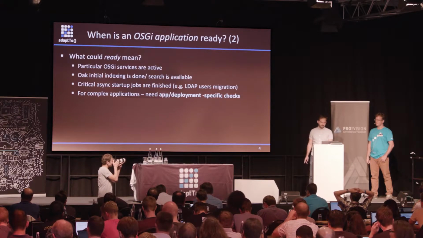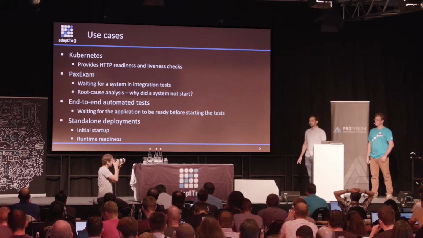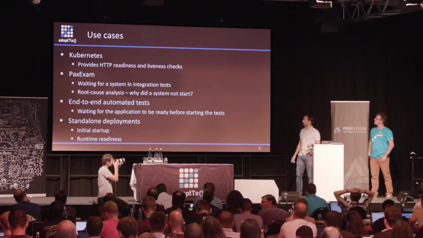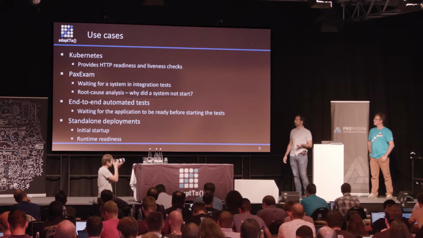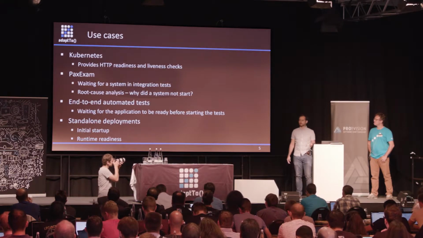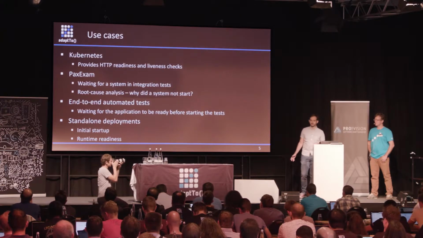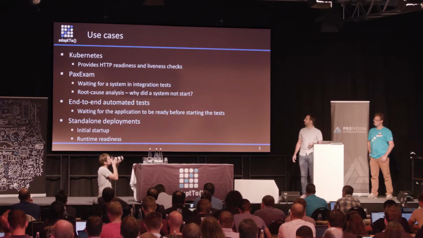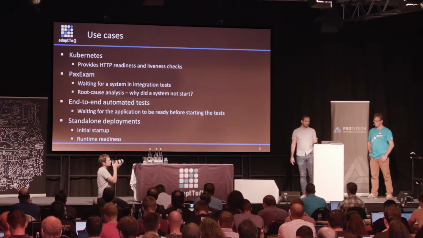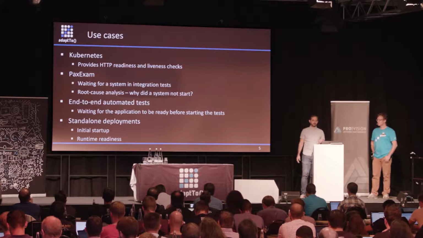So that's the motivation. And then before we jump into how it works, we can talk about what it can do right now and where you can use it. Some use cases are Kubernetes. It provides nice HTTP endpoints for readiness and liveness checks that Kubernetes can use with its liveness and readiness configuration. You can also use it in PAX-exam, for example, where you can programmatically wait for your framework to install everything that you need and then run the tests.